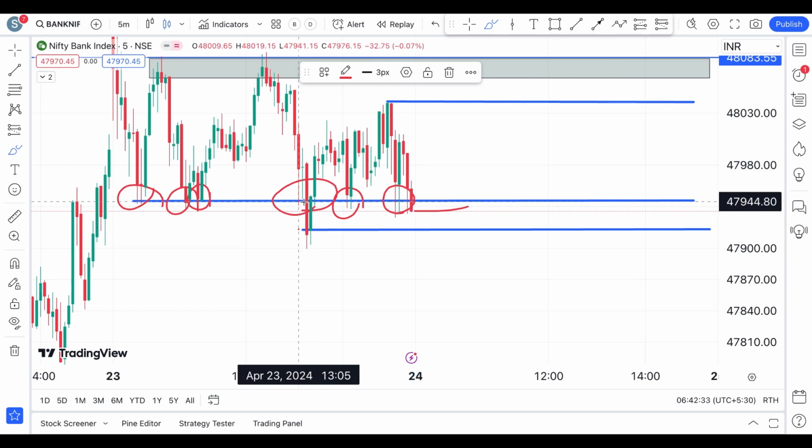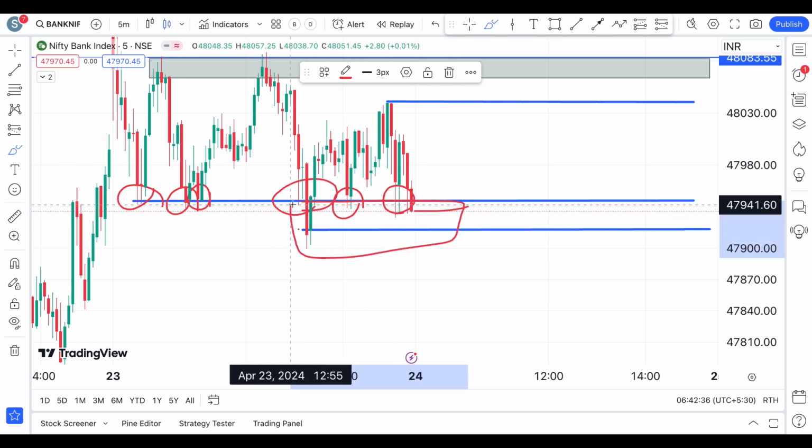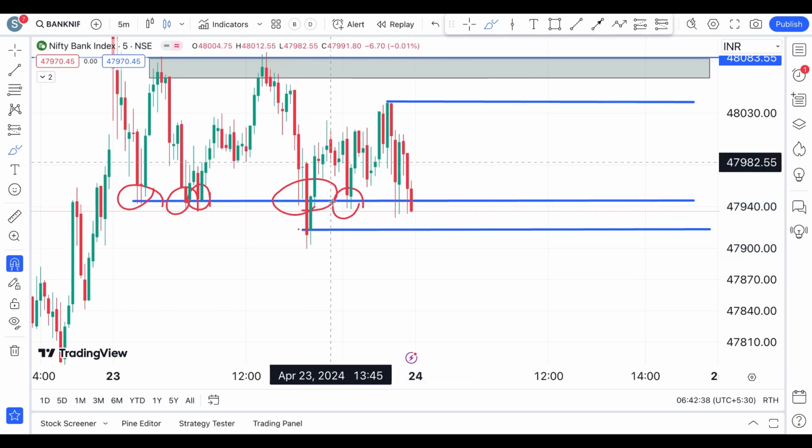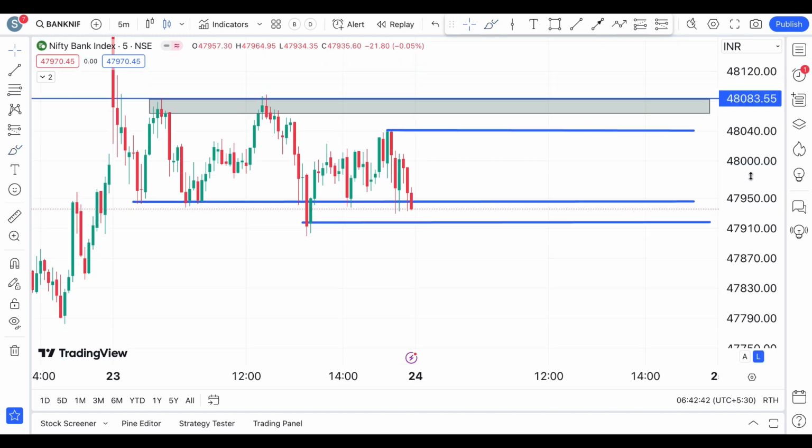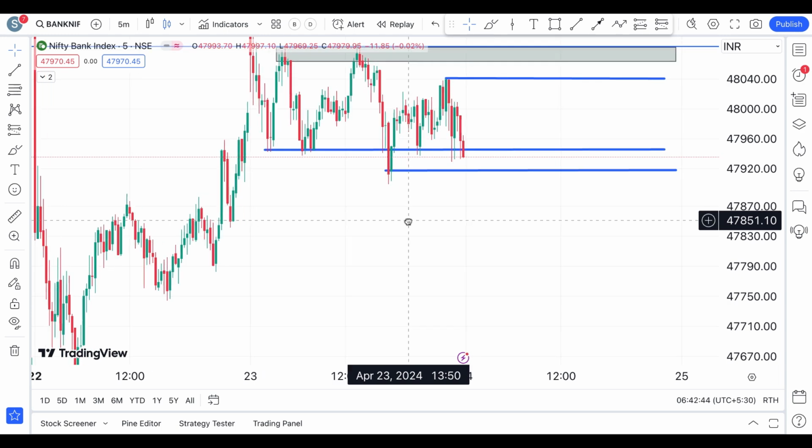But now this entire area is also going to act as a support zone, so keep that in mind as well in Bank Nifty. So let's see what else we have towards the downside.